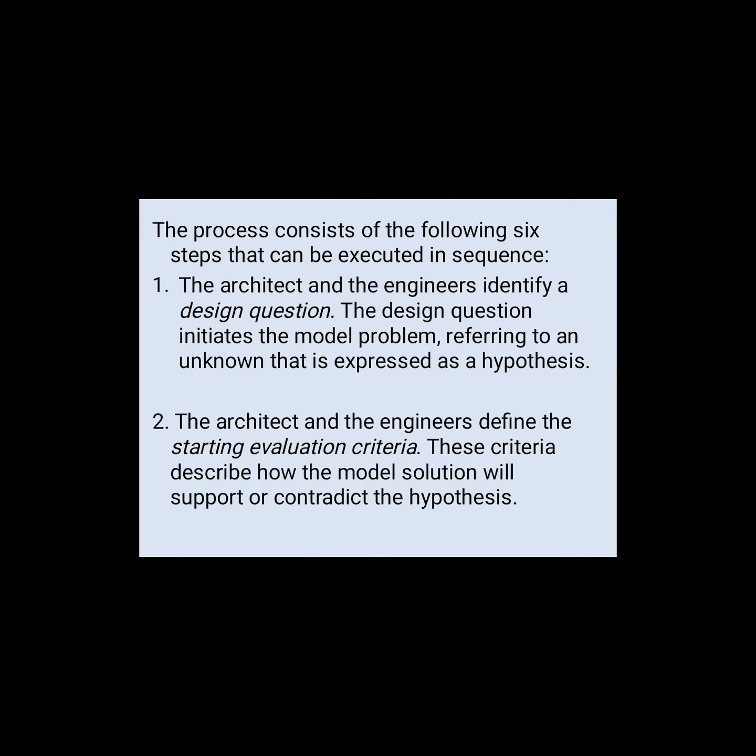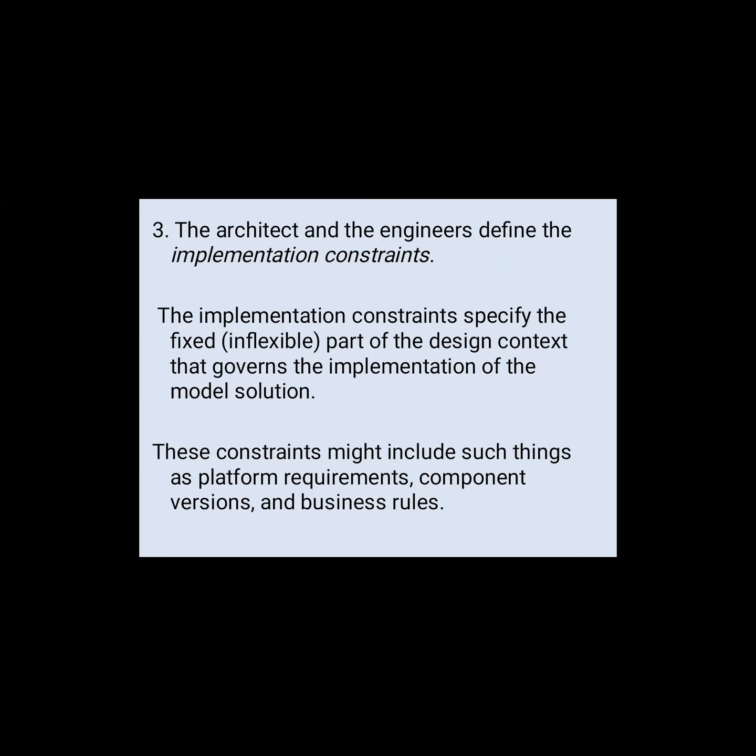For example, before developing that software, architects should have clarity about the goal. So what do we want to achieve after developing this software architecture? Next, we try to identify and perform the evaluation, and we try to identify the support to reach that particular hypothesis. Third, the architect and the engineers define the implementation constraints.